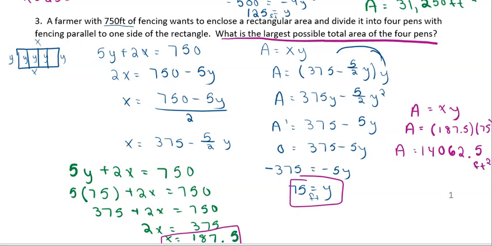So now we have found our area. So now we know that if we want to make a pen that looks like this, it should be 75 feet, in this case, wide, and it should be 187.5 feet long, and then we'll have enough of our fencing to put the divisions in the middle to create the 4 separate pens.